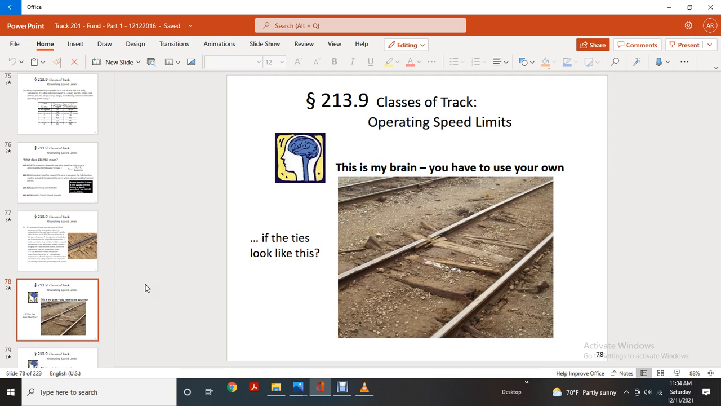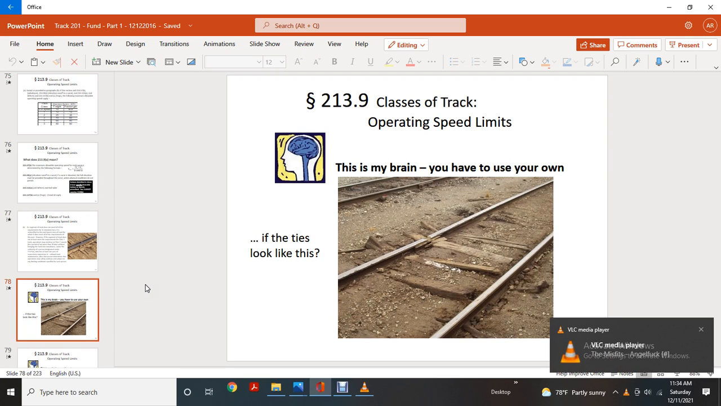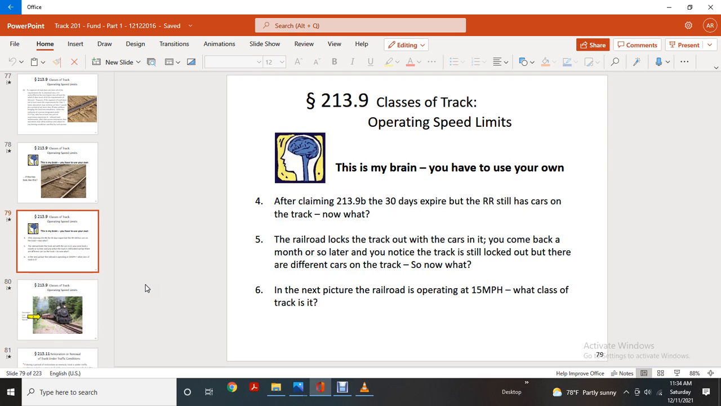213.9, class of the track operating speed limit. This is my brain. You have to use your own. If the ties look like this, this is my brain. You have to use it.